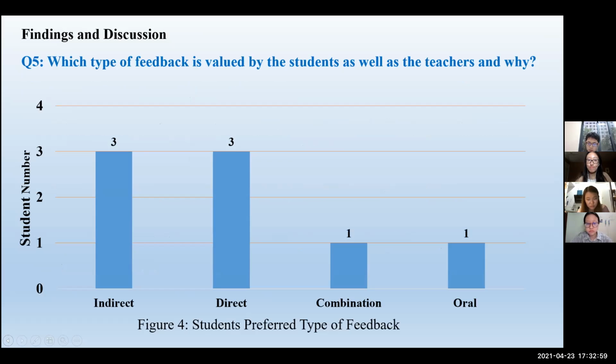An equal number of students preferred indirect and direct feedback, respectively. It is worth noticing that most students who had received only one type of feedback actually prefer to have the other type of feedback. The students who had received a combination of the two types of feedback would prefer indirect feedback. Students' preference of a particular method depended upon their willingness to improve their writing skills.